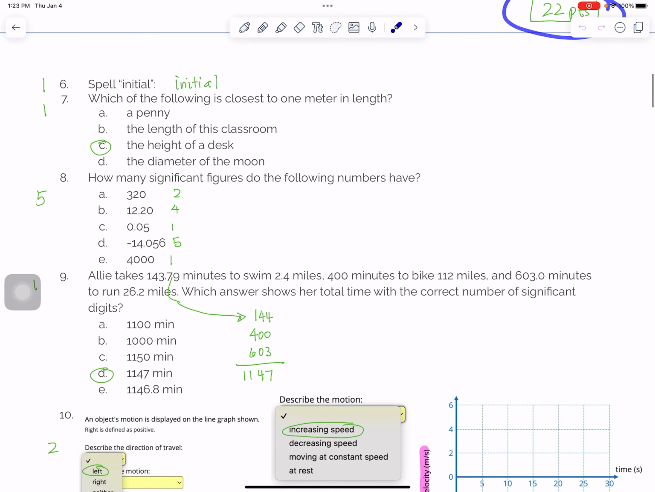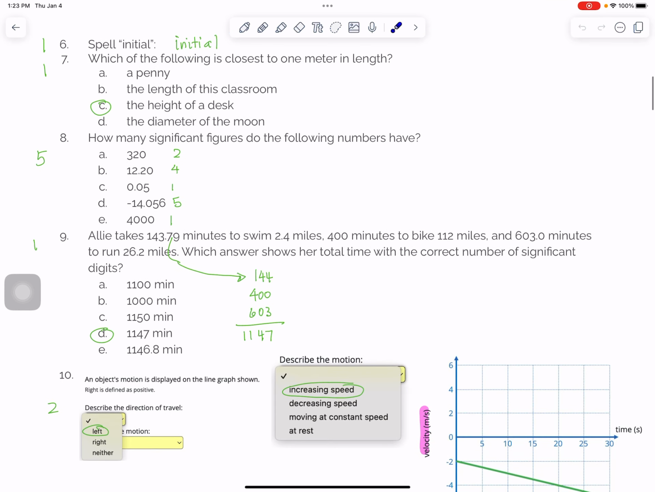All right, next question. It's supposed to be an easy one. Spell initial. All you had to do was spell initial to get a point. Which of the following is closest to 1 meter in length? So we have used the meter sticks, so you should know the meter sticks. It's about the height of a desk. Penny, way too small. Length of the classroom, way too big. Diameter of the moon, really way too big.